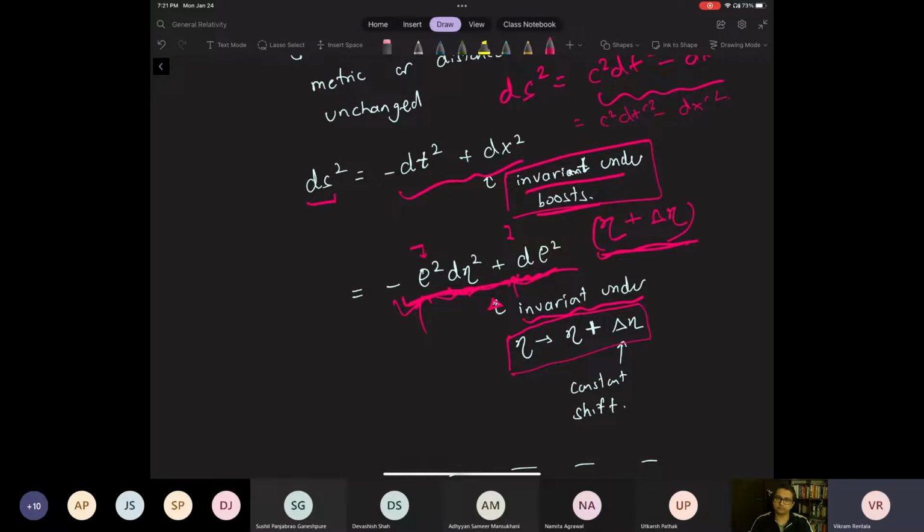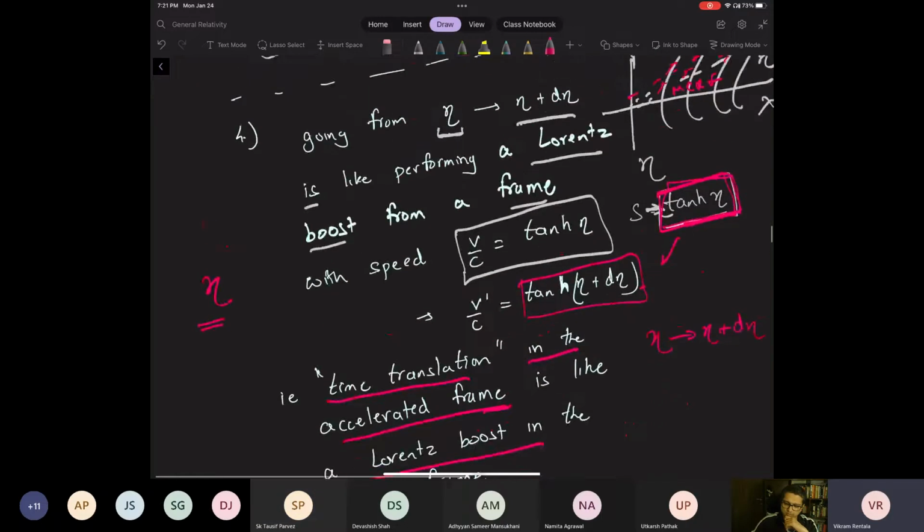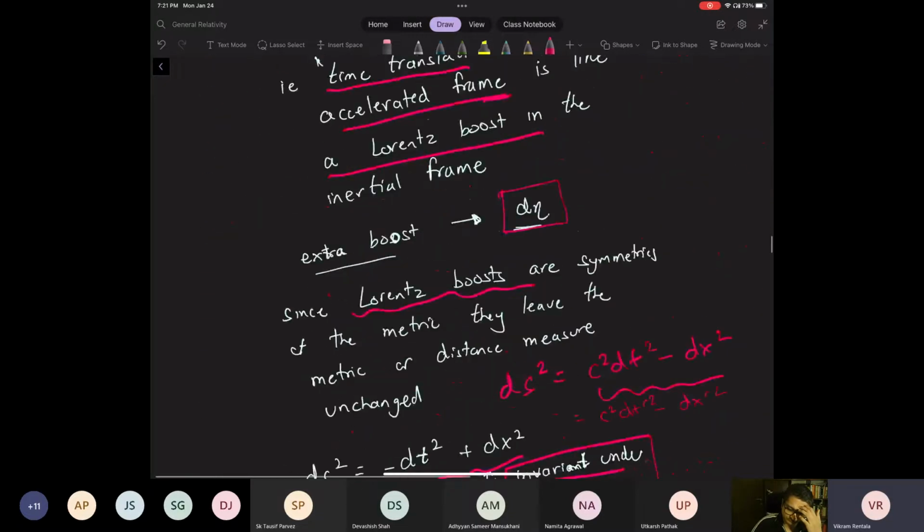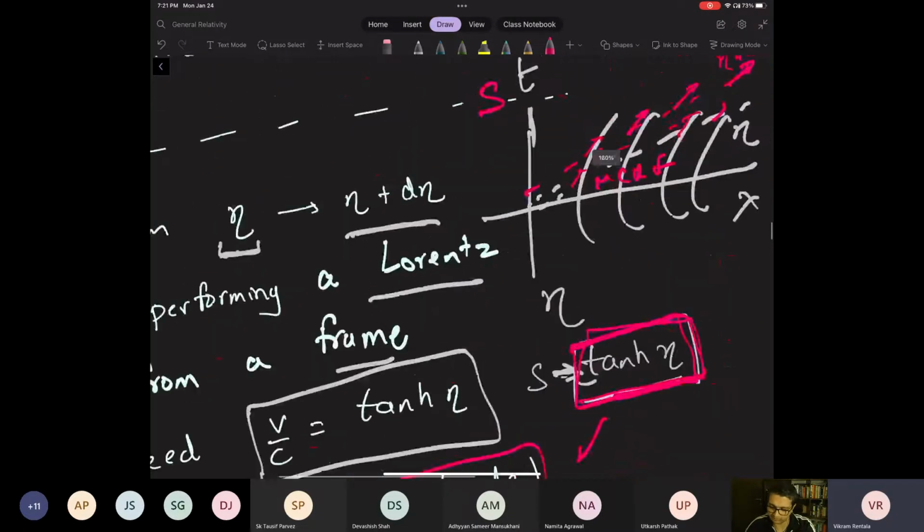Yeah, Toshif. Sir, can you explain once more how eta going to eta plus del eta corresponds to a Lorentz boost for the S observer? Yeah. So let's be clear what we mean by eta goes to eta plus del eta. Let me go back to my picture over here.